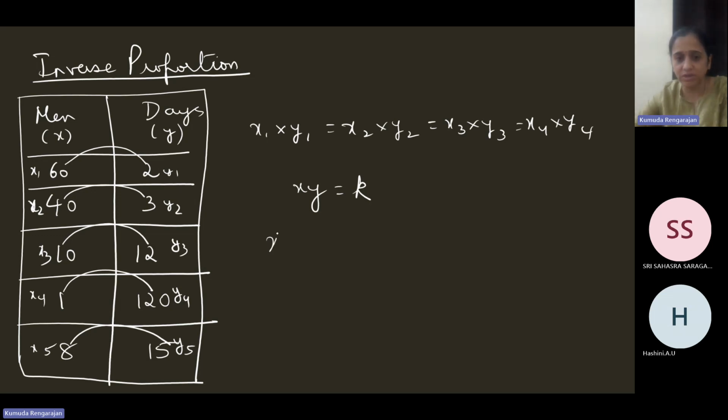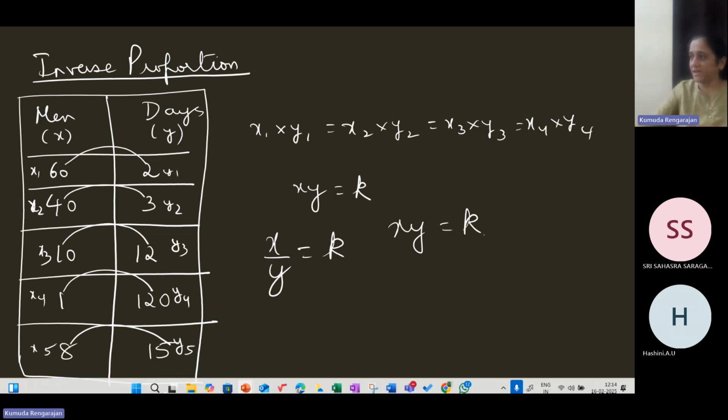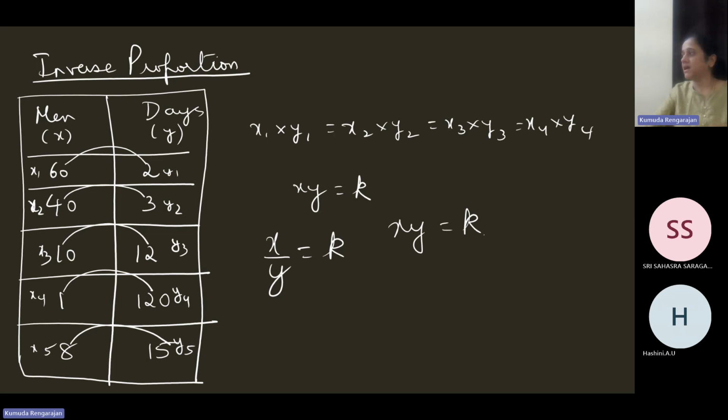In direct variation, the ratio, that is the division, x by y is a constant. In inverse variation or inverse proportion, the product is a constant. So if they give you a table and ask you to say if the quantities in the table vary directly or inversely, find the ratio. If all are the same, it is direct proportion; if the product is the same, it is inverse proportion. If nothing is the same, they won't give you that kind of question. Something will hold, either this or that.